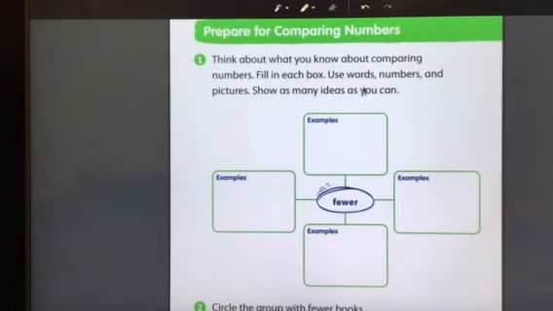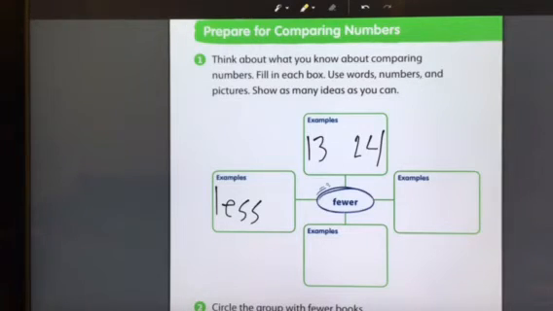I'm going to start by using words. Another word for the word fewer is less. So inside the box here, I'm going to write the word less because less and fewer mean the same thing. Then I'm going to use numbers. I'm going to choose 2 numbers and I'm going to circle the one that is fewer. So first I'm going to write 13, then I'm going to write 24.